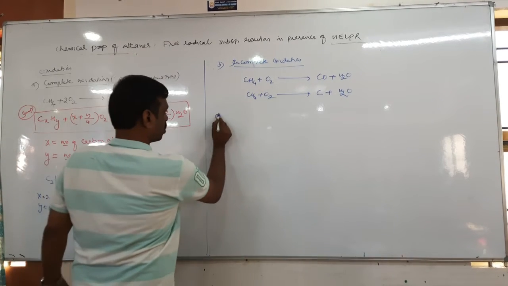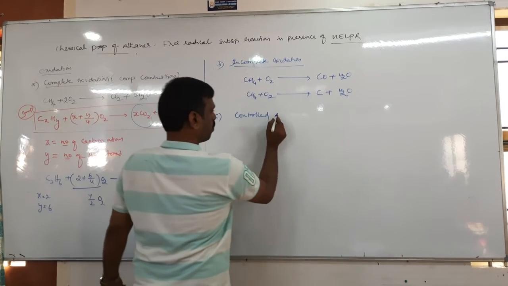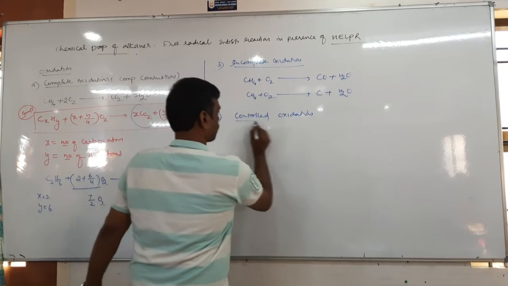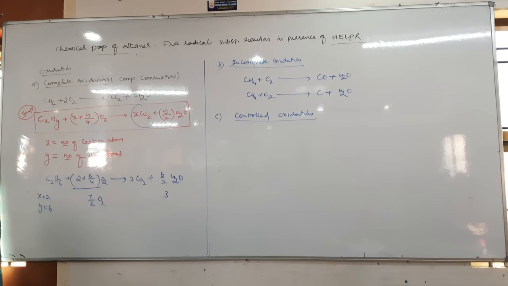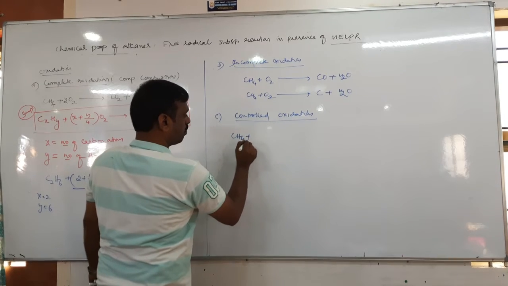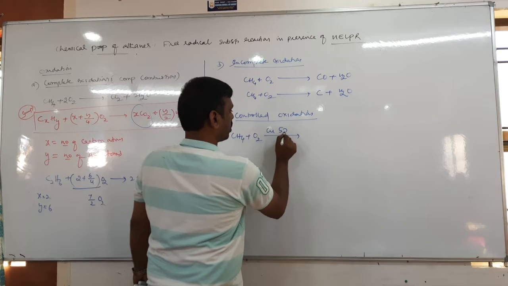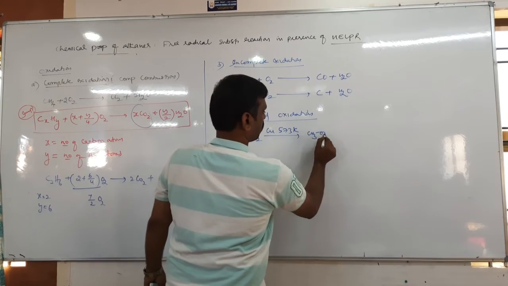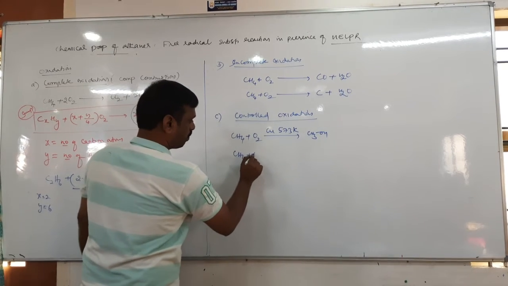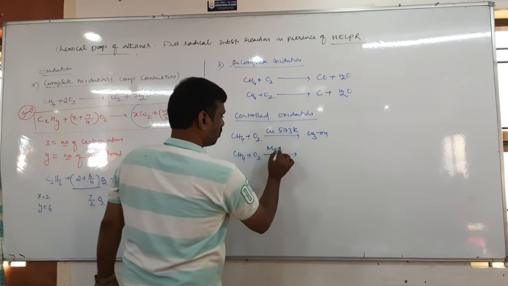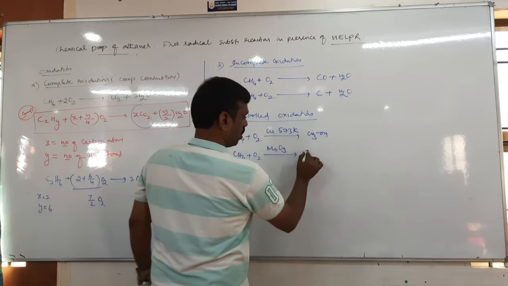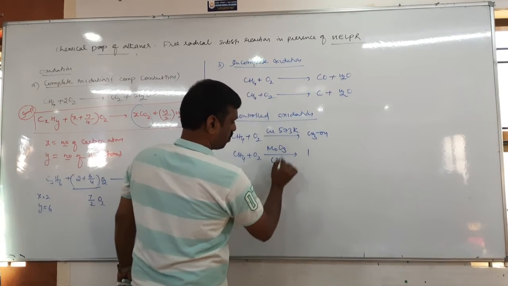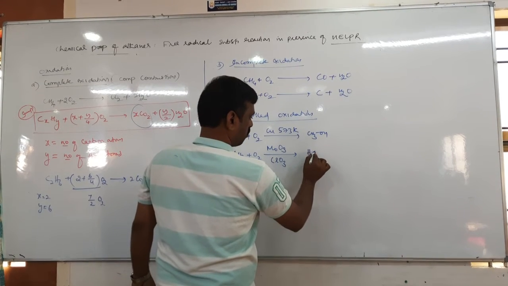Okay. Next is controlled oxidation. This is important. Controlled oxidation is also called catalytic oxidation. So here methane plus oxygen in presence of copper at 573 Kelvin will give methyl alcohol. In the same way, methane plus oxygen in presence of molybdenum trioxide or even chromium trioxide, you will get formaldehyde.